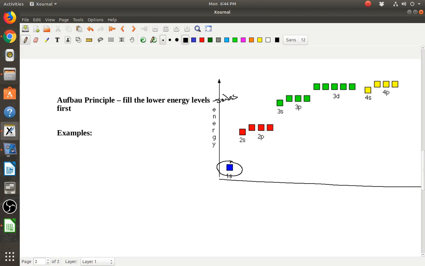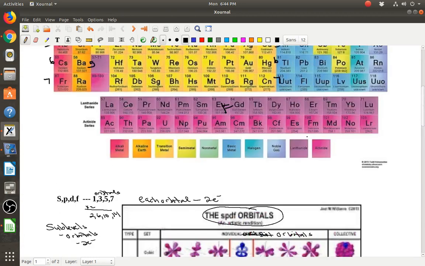So notice that energy level 1 has less energy than the 2S and then the 2P. And then the 3S and the 3P. But notice this. See how the 4S has slightly less energy than the 3D? So that's why we fill the 4S before the 3D. And then 4P has slightly more energy after that, so we fill that next. Now we do that automatically by following the periodic table.